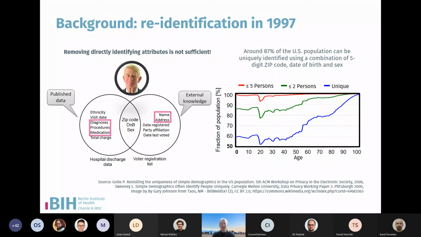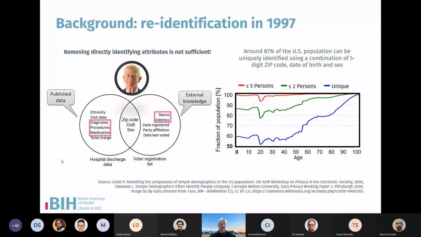during an event that was broadcast live over TV, and was rushed to the hospital. And then LaTanya Sweeney had the idea, that's quite interesting, because now I know that there must be a record about William Weld in this hospital discharge data set that is being published. So she went on to purchase a voter registration list. This is also something that is not that common, as far as I know, in the European Union. At least it's not possible in Germany, but in the US you can buy the voter registration lists, which contain quite a lot of personal information about registered voters.